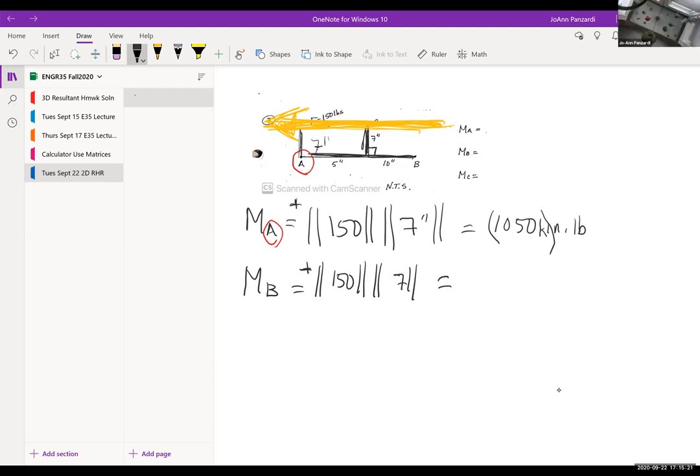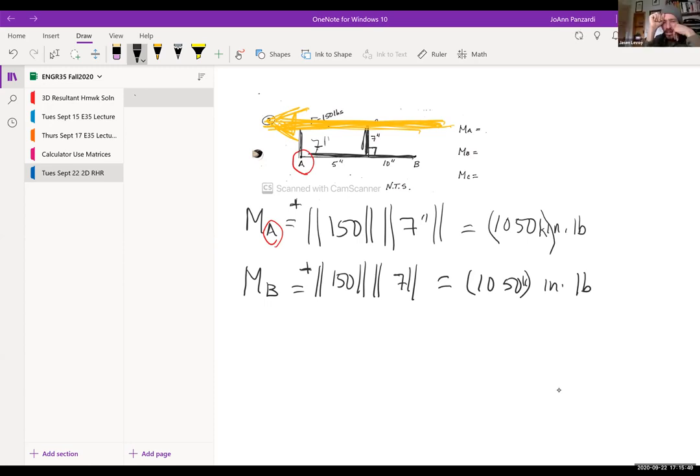Yeah, Jason, I see what you're saying, David. Jason, put your fingers in the direction of the force. It's horizontal. Right. Palm goes towards B. Which way is your thumb pointing? Towards me, so it's positive. And it comes out to be 1050 inch-pounds. Okay.